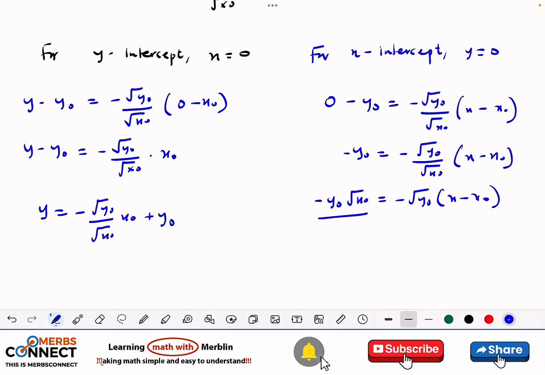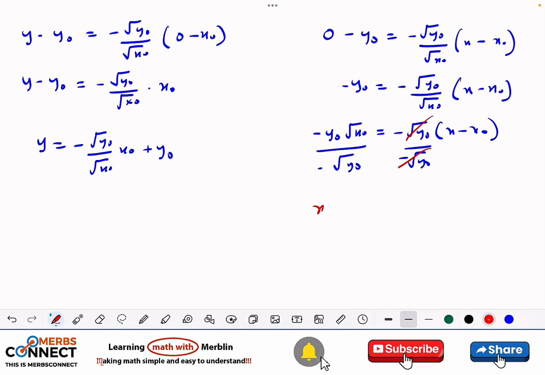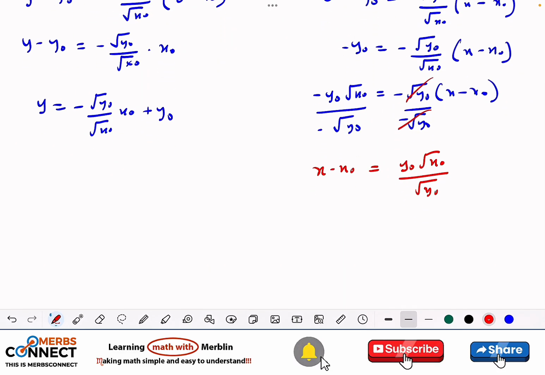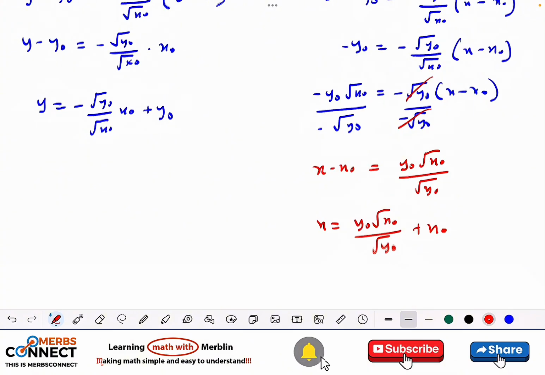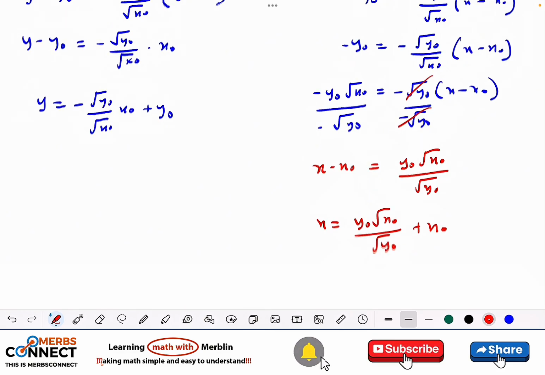Then I divide through by root of minus y naught. So I'm going to divide this one by minus root of y naught, same thing to this one, y naught. So this cancels that. So I'm going to have x minus x naught to be y naught root of x naught divided by root of y naught. Good. So what am I going to get? My x should be y naught root of x naught over root of y naught, plus x naught. But let's see if we can simplify something here, if that is possible.